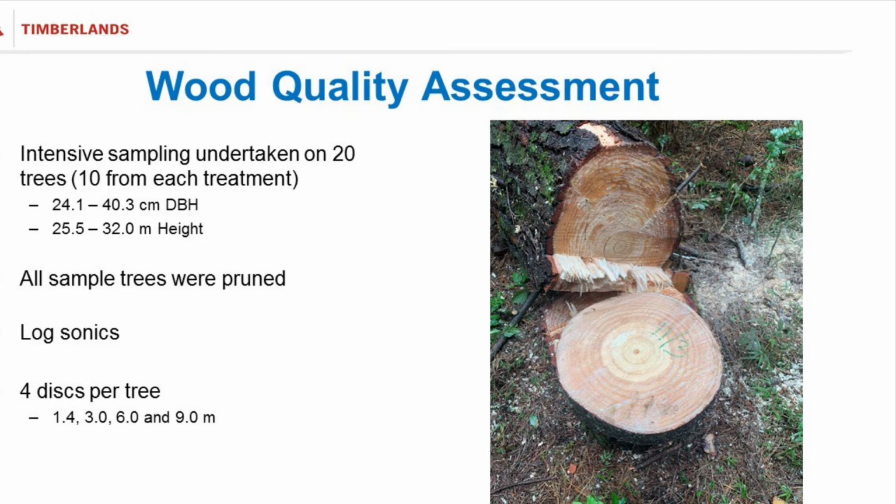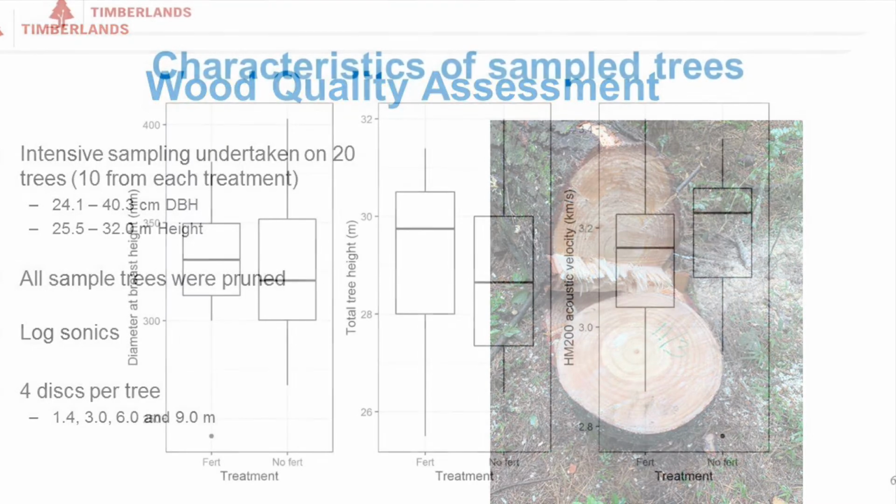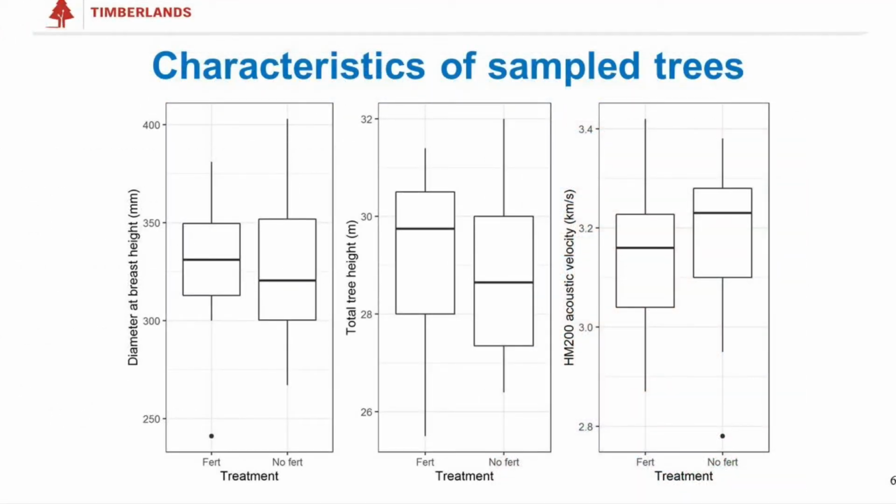Tree size measurements were made and 4 discs were collected from each tree at 1.4, 3, 6 and 9 metres up the stem. Acoustic velocity was measured on the felled stem using the HM200 tool. There were minor differences in tree size observed between the trees sampled from the 2 treatments. There was also a slight reduction in HM200 acoustic velocity in the trees that received fertiliser.